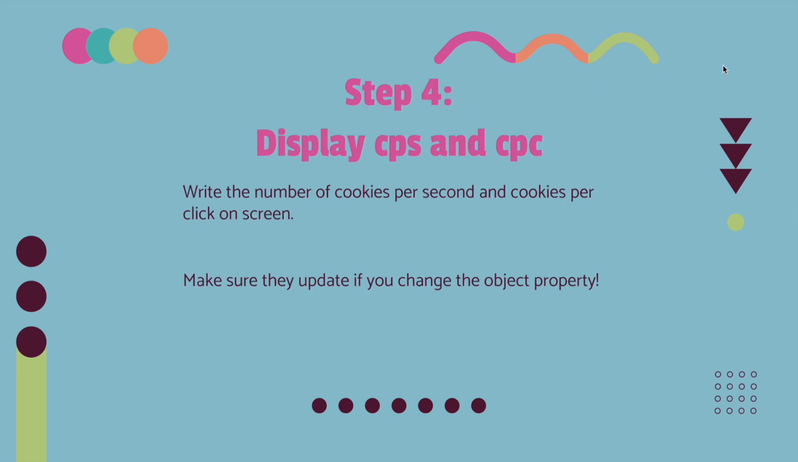Step 4 is going to be to display cookies per second and cookies per click. Go ahead and write the number of cookies per second and cookies per click on the screen. Make sure they update if you change the object property. So once again, pause this video, work on this part, and then resume the video when you are done.